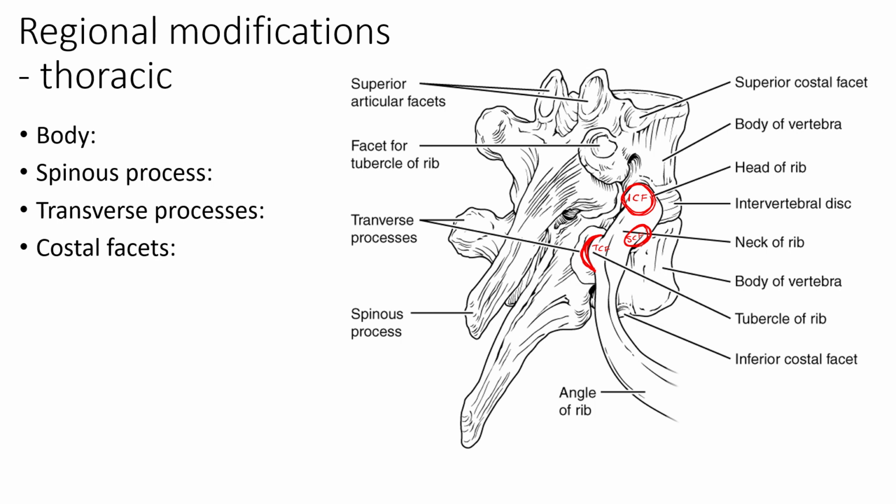So these are your unique structures to identify a thoracic vertebrae from the other regions. You've got the super long downward pointy kind of spinous process. You've got the transverse processes, which have a facet joint on them. And then you have those two other costal facets on the body of the vertebrae, the superior and the inferior costal facets.